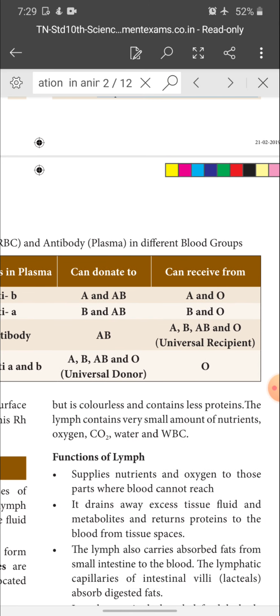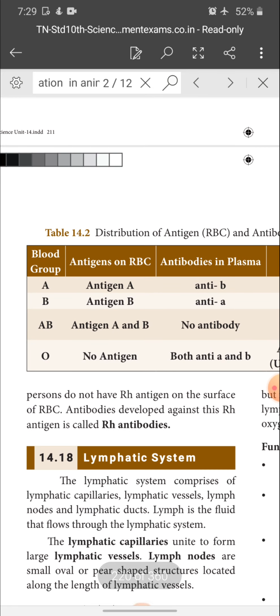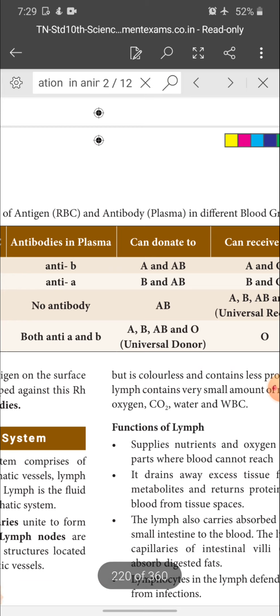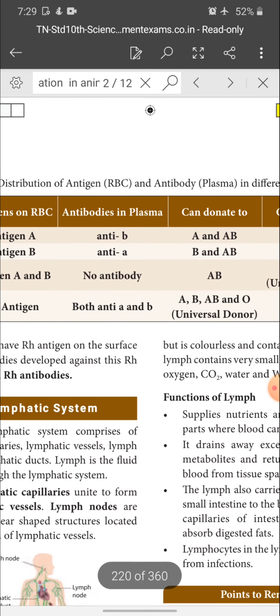And next one is AB blood group. The antigens present on the surface of RBC are antigen A and B. They don't have any antibodies in their plasma. They can donate blood only to the AB blood group and they can receive blood from AB, A, B and O. So hence it is called universal recipient.